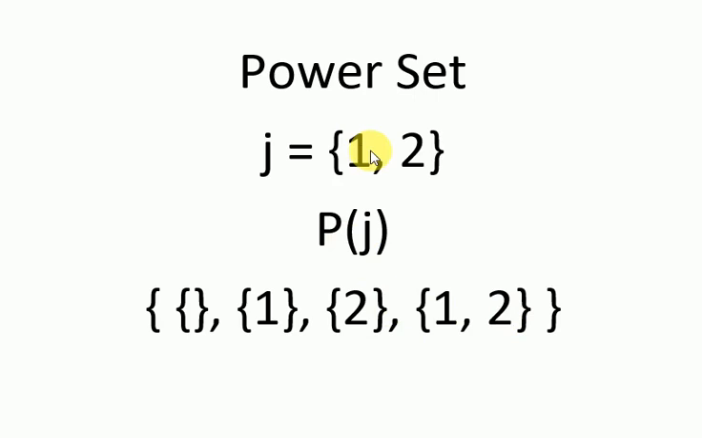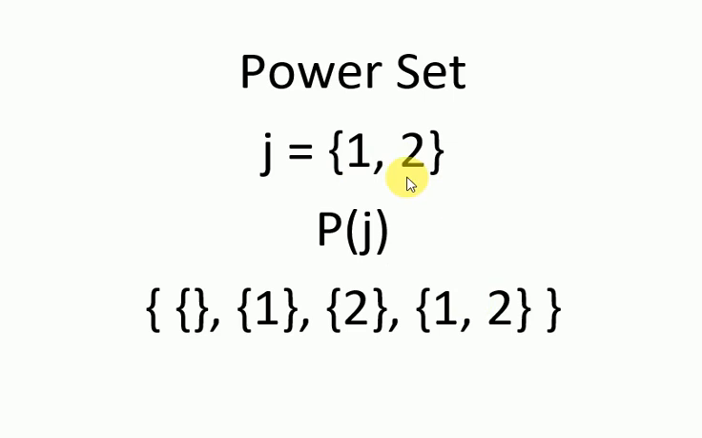Well, the power set contains all the possible combinations of either adding a number to the set or not. So, this one is not adding any number. This one is only adding the first. This set is only adding the second. And this set is adding both of them. So, it's all the possible combinations of either adding a number or not adding a number in the set.